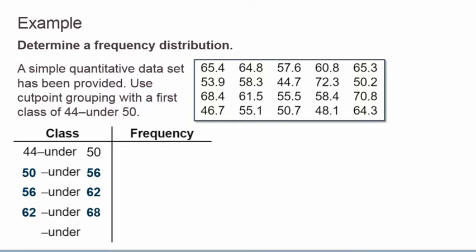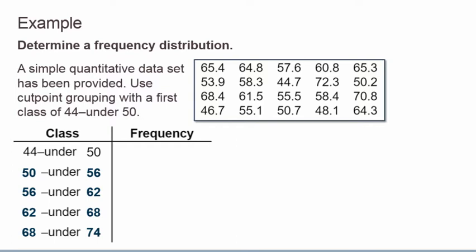I start my fifth class with 68. 68 plus 6 gives me 74. So my last class is 68 to under 74. Now I want to find the frequency for each class.